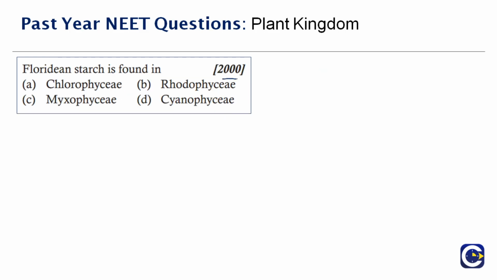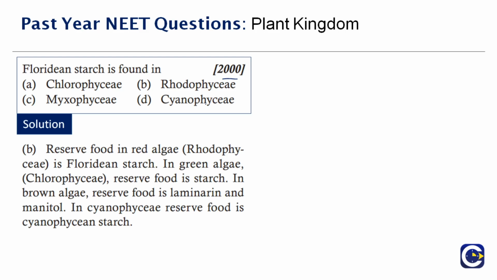Okay, next question. This question was asked in the year 2000. Floridean starch is found in dash. See, I told you that every algae has a specific stored food, and that is what is associated with that algae. They don't have anything extra. Now, I told you mannitol is found in brown algae. Starch is present in green algae. Now Floridean starch is found in Rhodophyceae, which belongs to red algae. Therefore Floridean starch is called the reserve food of red algae, which belongs to Rhodophyceae.